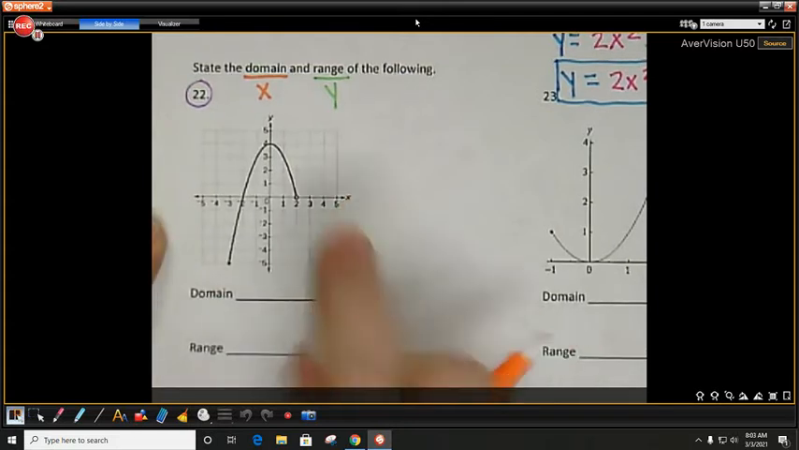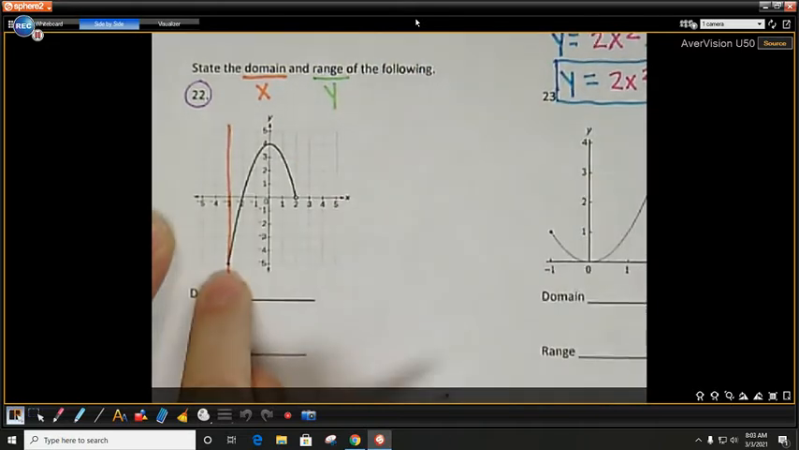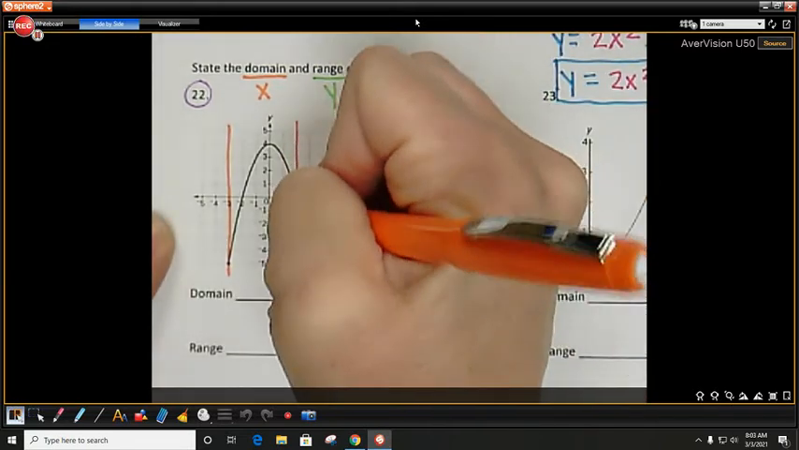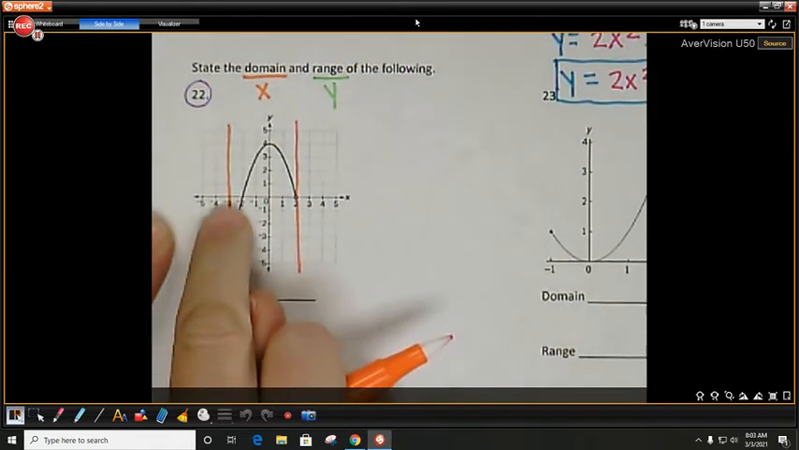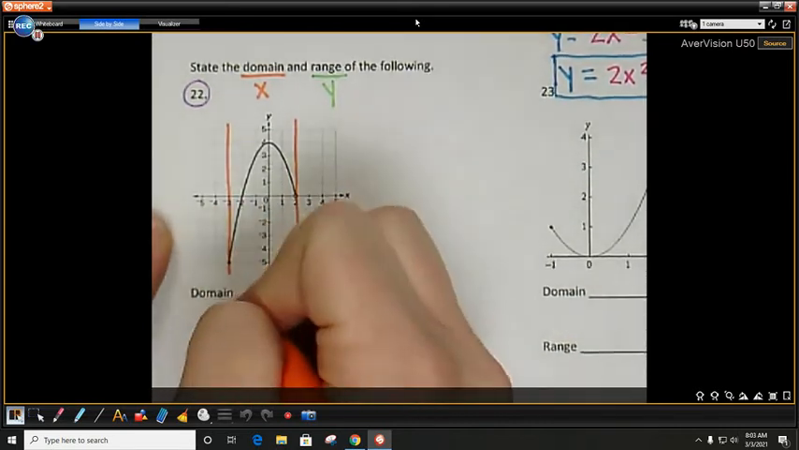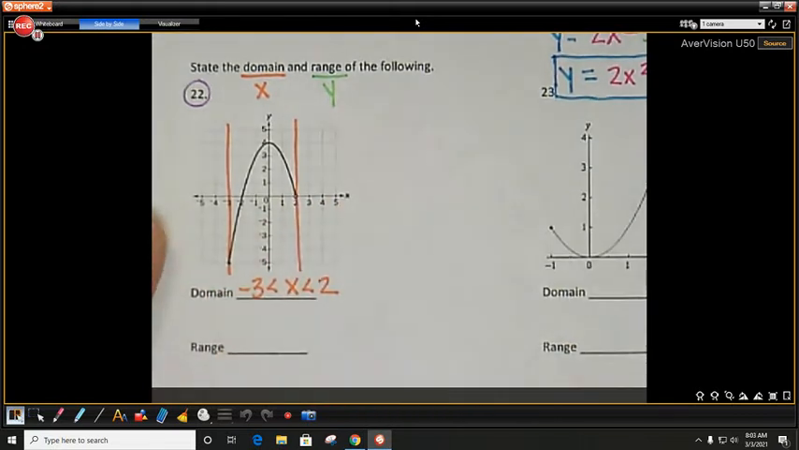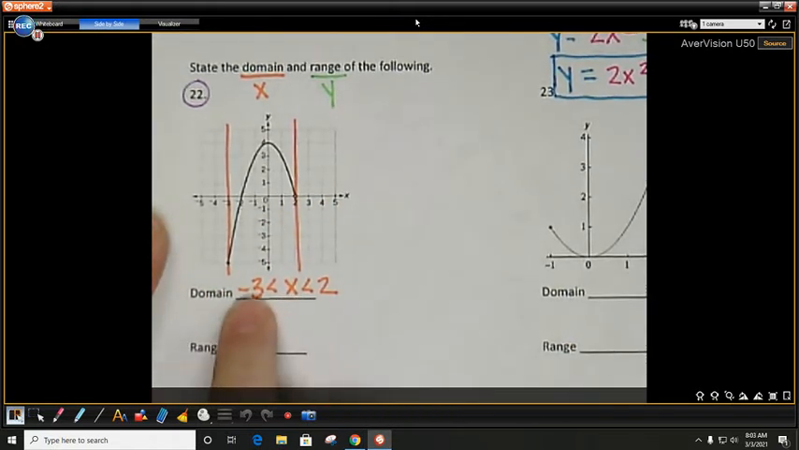Remember, domain is x, so I'm going to go along my x-axis and draw a line at the furthest to the left and the furthest to the right. So all my x values are in between negative 3 and 2. So this is when we're going to use our compound inequality. So negative 3 is less than x is less than 2. My x values are in between the small number, negative 3, and the biggest number, 2. Remember, we always use less than signs because small numbers are always less than the big number.